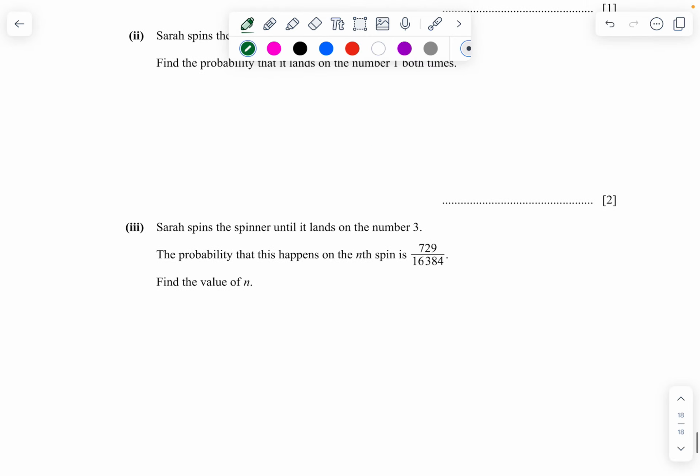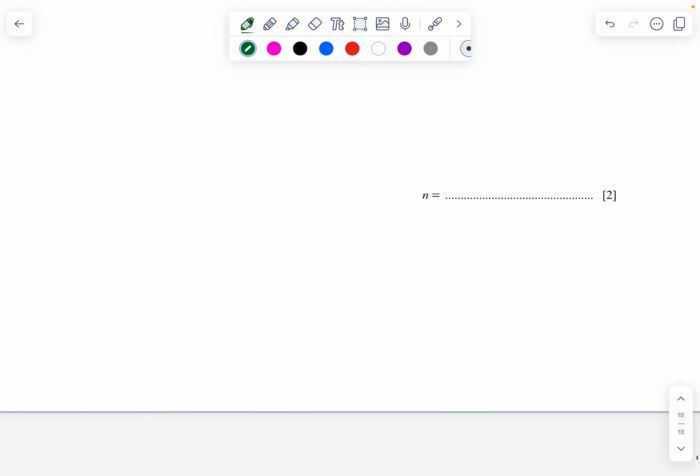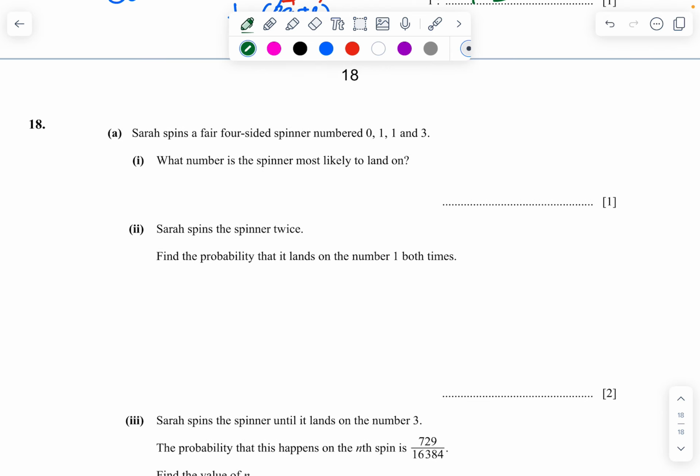Now question number 18. I think this is the last question. Sarah spins a four-sided spinner: 0, 1, 1, 3. Write down the number the spinner is most likely to land on. Because 1 is repeated twice, 1 is the most likely to land on. That is the easiest question. What is he asking in the next part?